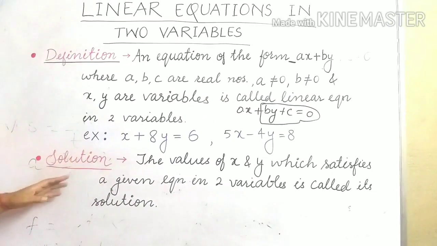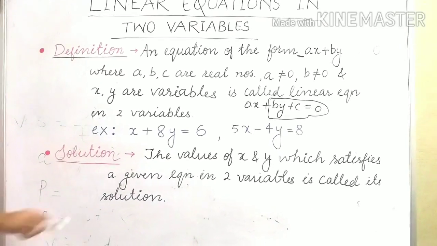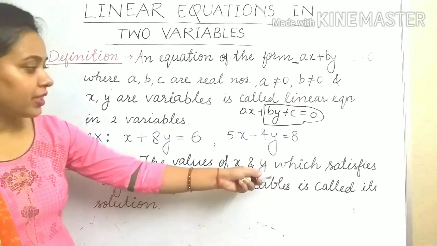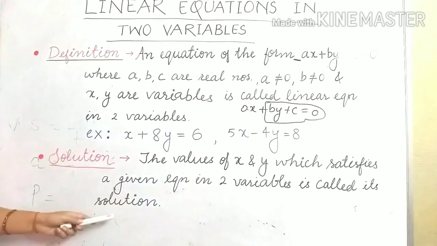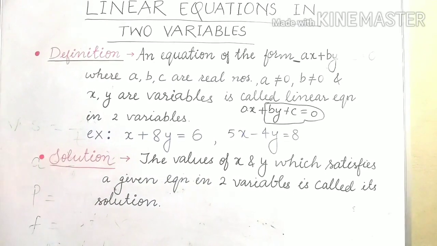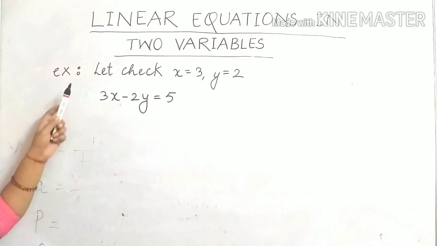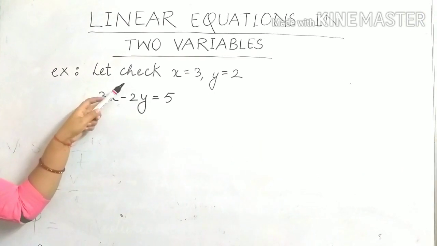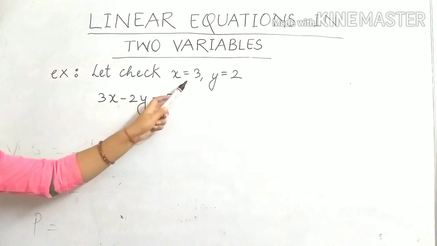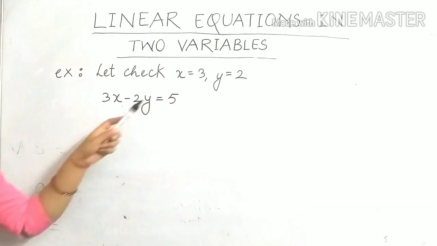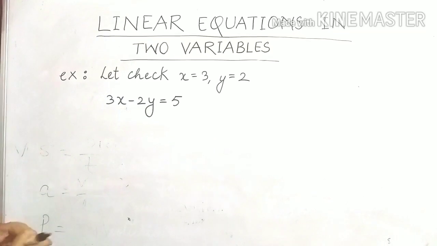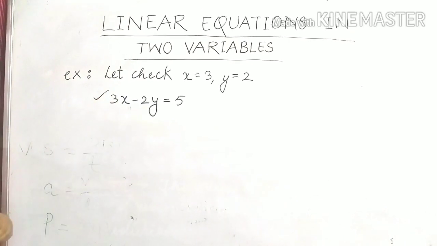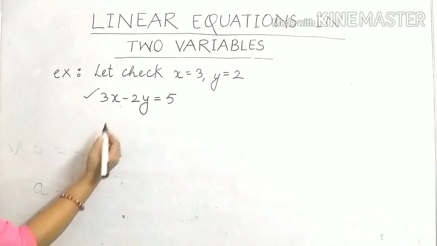Now next is, what is a solution? The values of x and y which satisfy a given equation in two variables are called its solution. Students, now here I am going to explain to you how to check whether a given particular value of x and y is a solution of a given equation or not, step by step. See, this is our equation 3x minus 2y equal to 5.